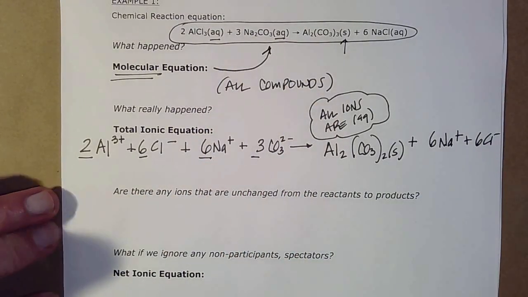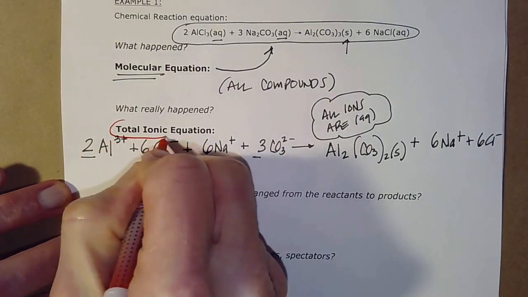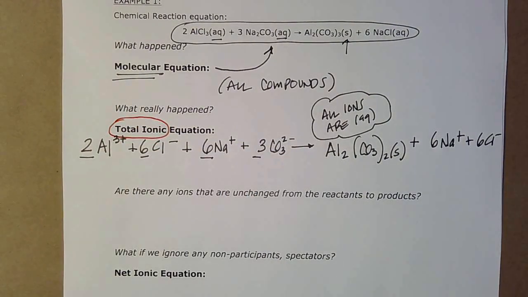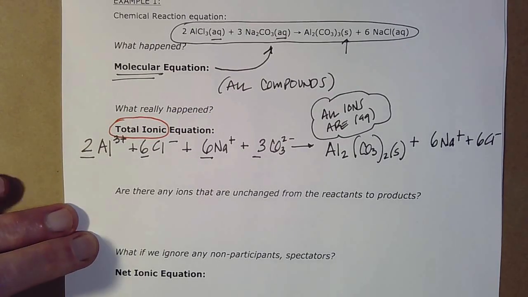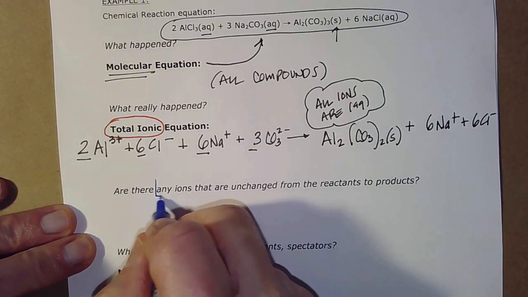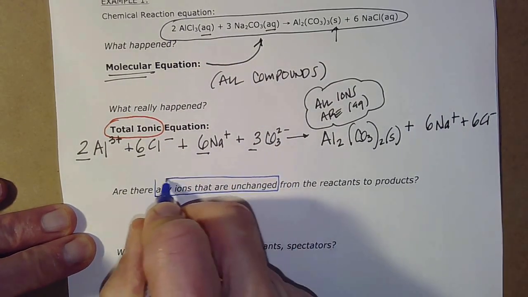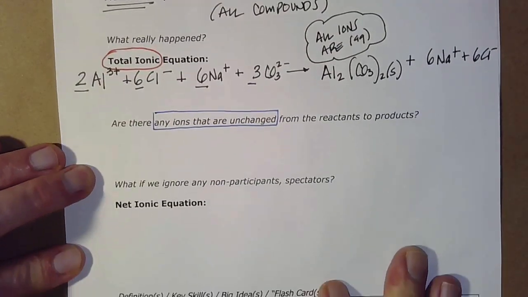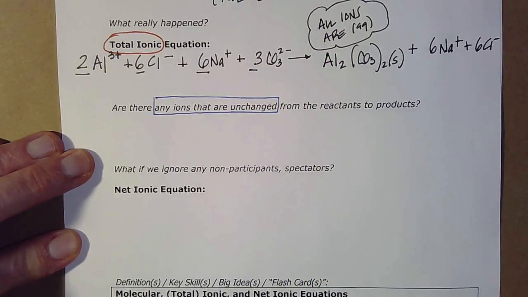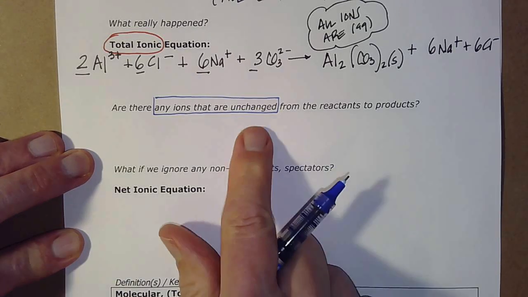And so this gets the clever name total ionic equation. It's more honest. We're saying, well, let's not write things as molecules or formulas. When they're dissolved in water, when they're ionic compounds, they're broken up. Now this brings up something interesting. Here's a question for you. Are there any ions from left to right that are unchanged? Essentially, they've not reacted.